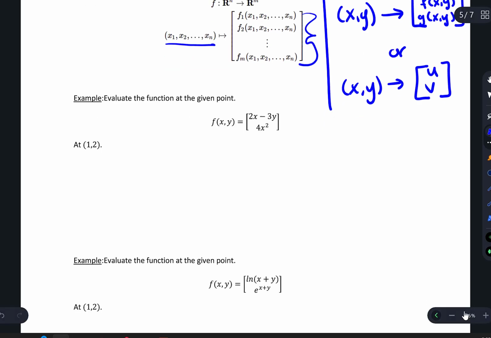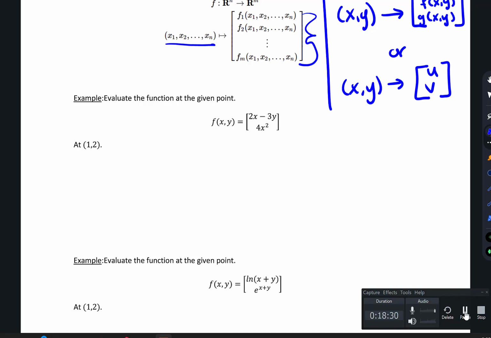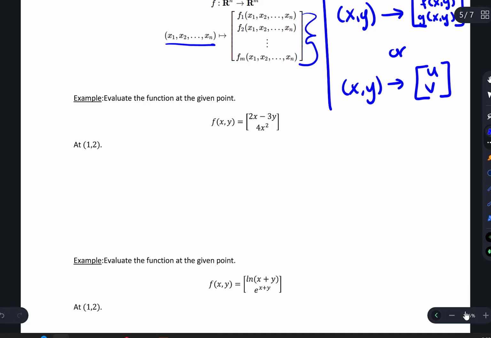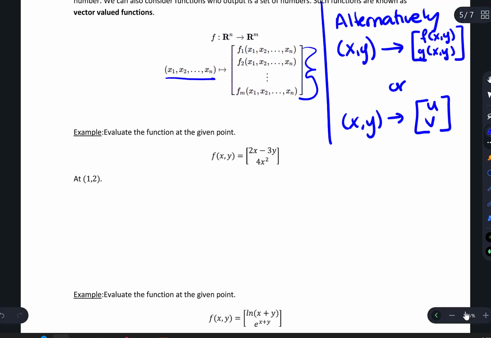So the first function we have here is f of x, y is equal to the vector where the first term is 2x minus 3y, and the second term is 4x squared. And so notice here, this isn't a step function. We're not saying we use 2x minus 3y in one condition and 4x squared in another one. We're actually going to evaluate both of these. So if we want to evaluate this at the point 1, 2, this would look like the following.